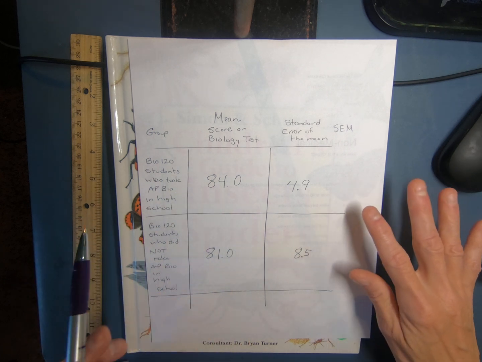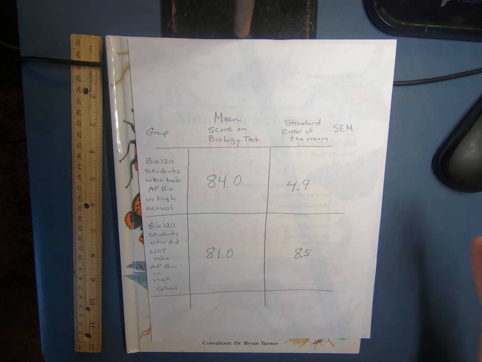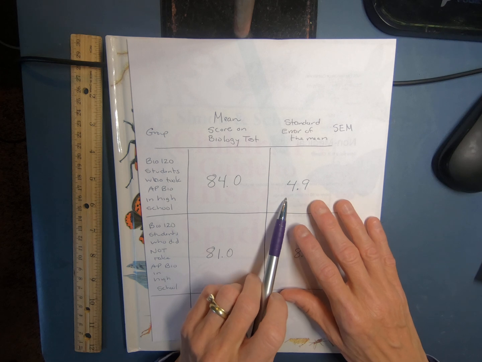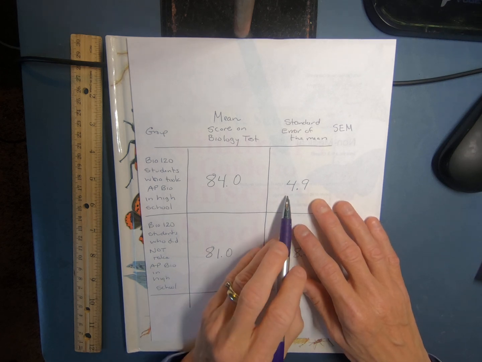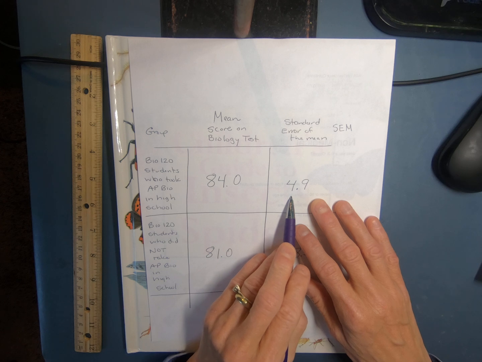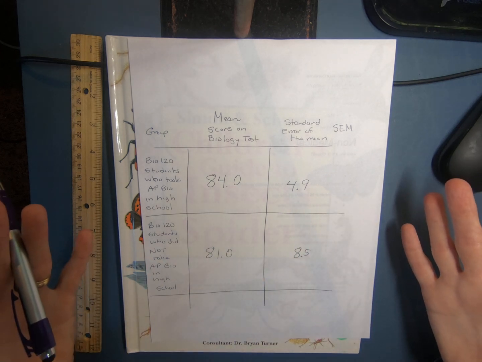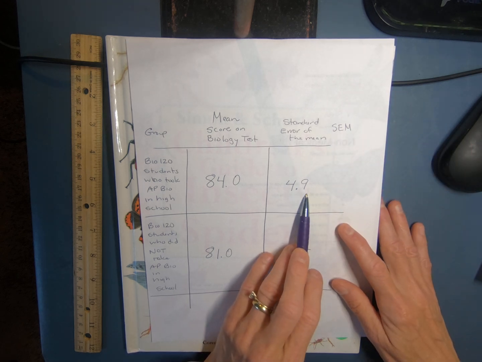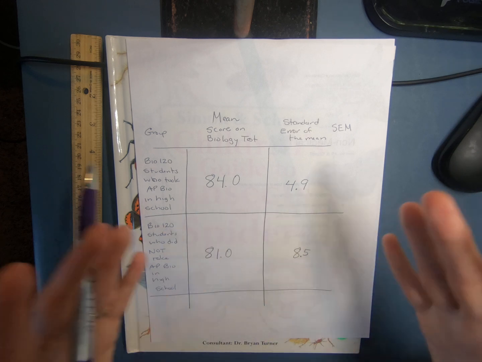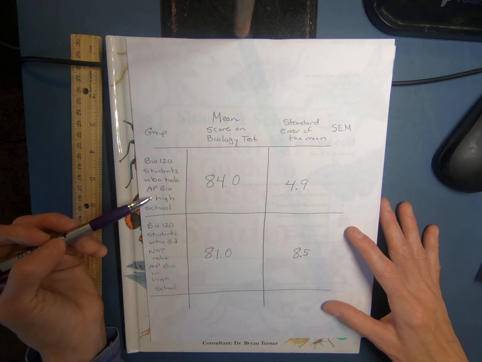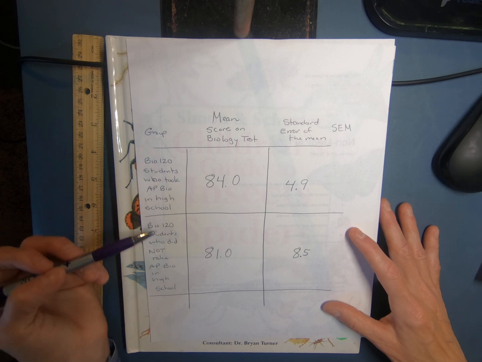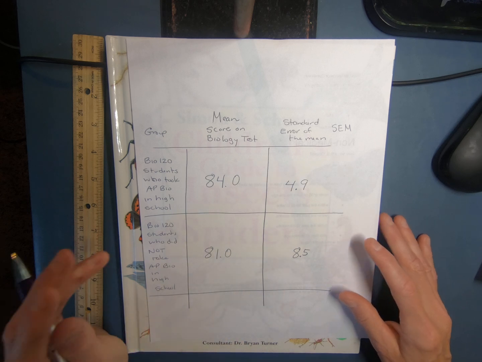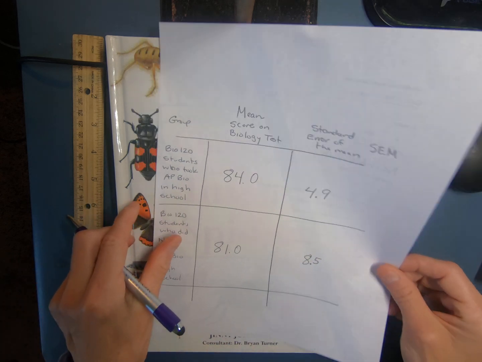I also wanted to make sure that I understood if there was variation around these mean scores. Of course there's variation. The standard deviation, or the standard error of the mean, is used to calculate how much variation there is around that mean. In this case, I'm using the standard error of the mean. I found 4.9. There's some variation around the mean for students who took AP Bio, and a little bit more for students who did not. Maybe more variability here.